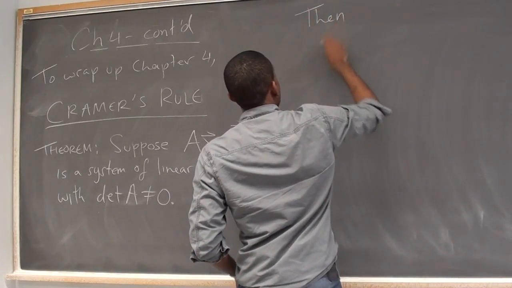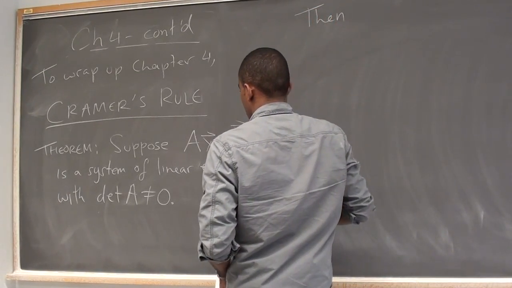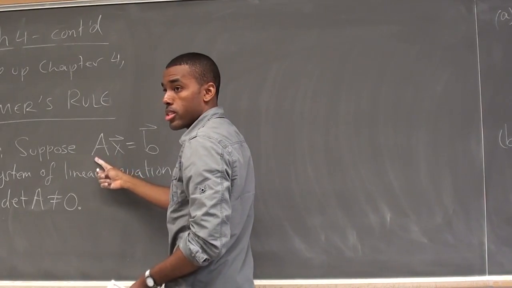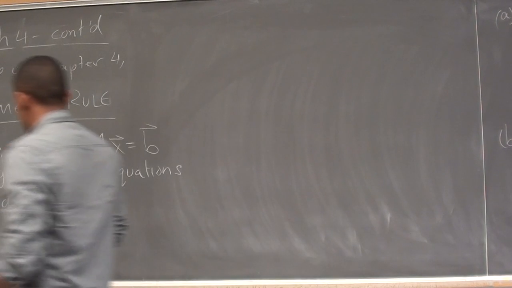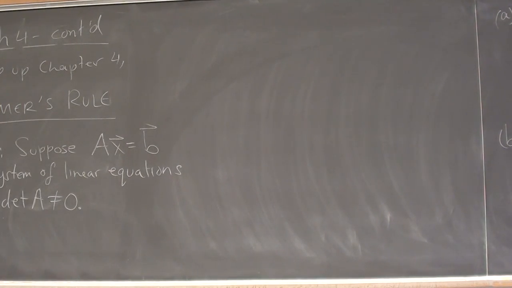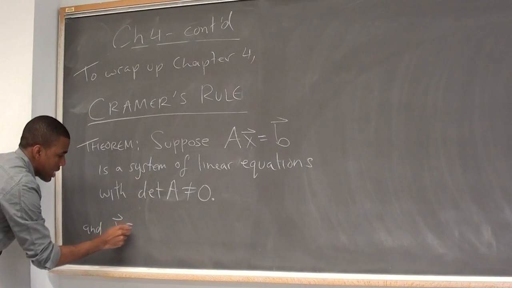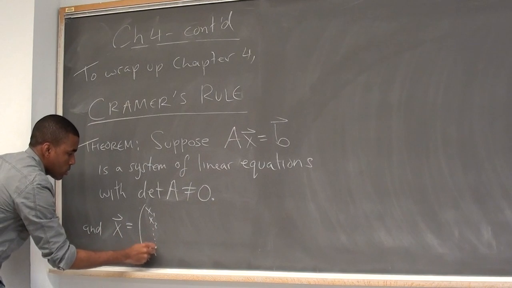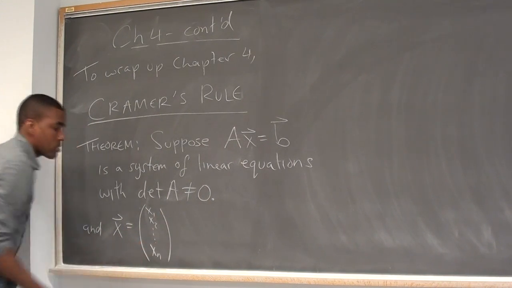So we have a matrix and a vector. This is the coefficient matrix, this is the solution, right? And of course, let's write this as a bunch of variables, like x1, x2, all the way down to xn or something, right?